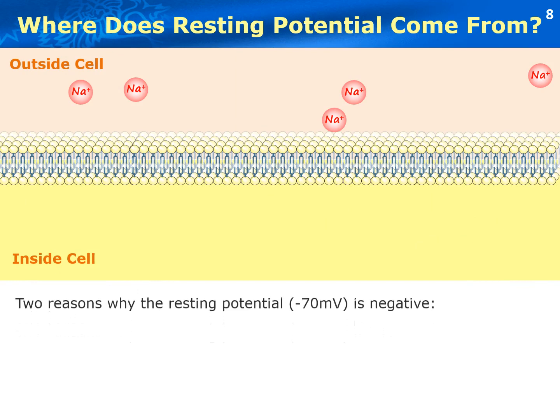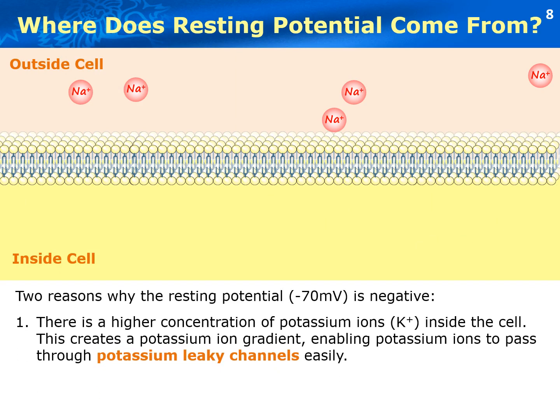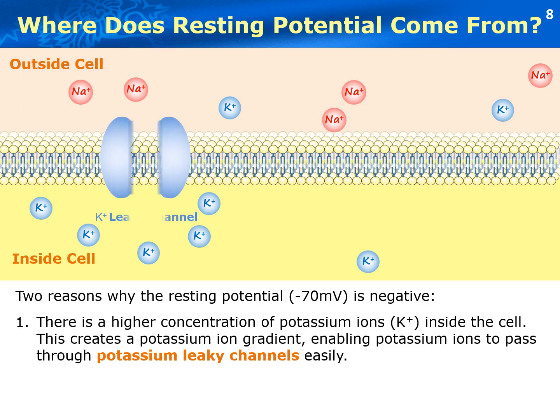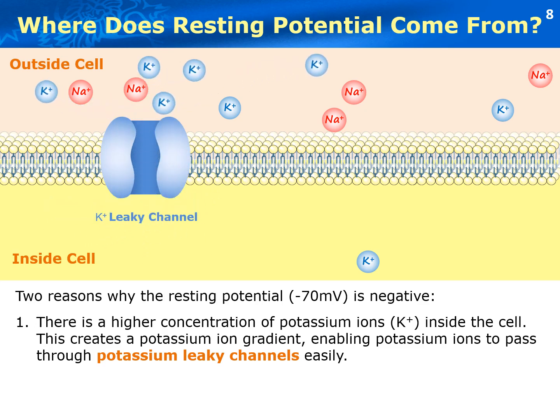There are two reasons. Firstly, there is a higher concentration of potassium ions inside the cell. This creates a potassium ion gradient, enabling potassium ions to pass through the potassium leaky channels easily. Therefore, the inside of the cell becomes more negative.